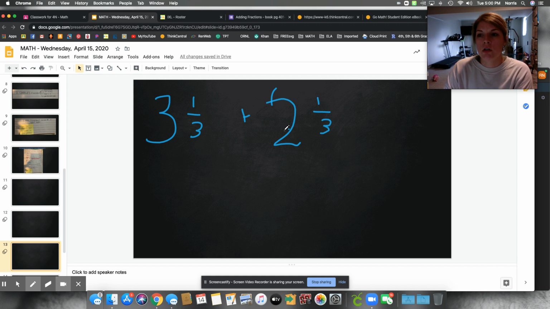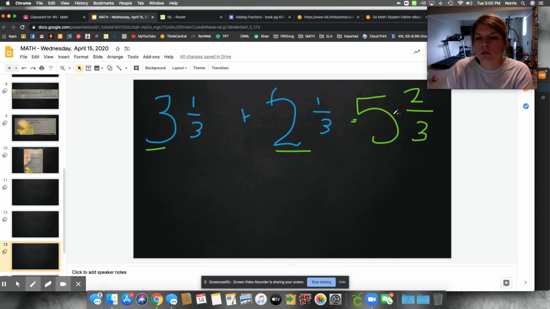Okay, so nothing changes. You are just going to add the whole numbers and then add the fractions. Okay, so you still have to add them as part of your answers. Okay, so 3 plus 2 is 5 wholes, and 1/3 plus 1/3 is 2/3. So your final answer is 5 2/3.